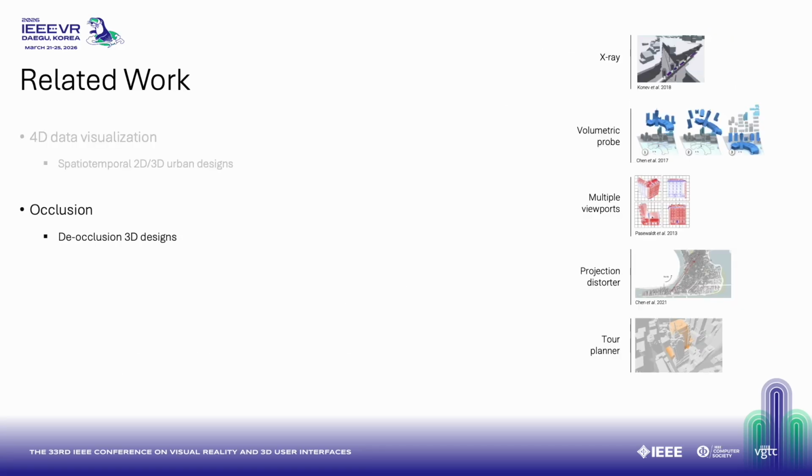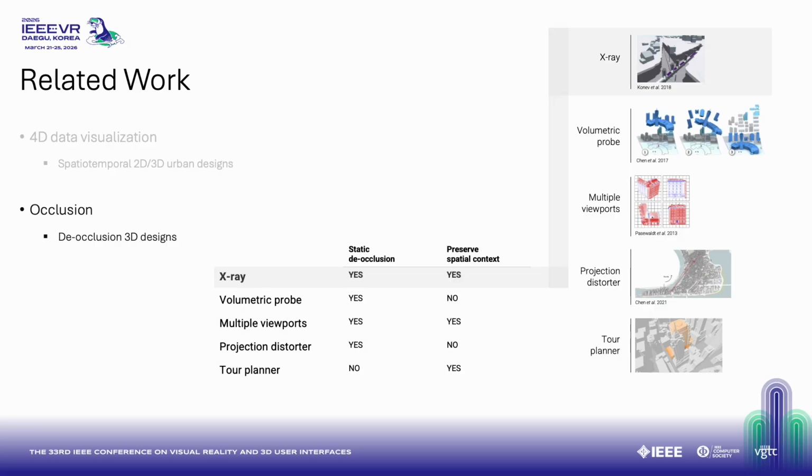To deal with the problem of occlusion, another taxonomy classifies visualizations into 5 de-occlusion designs. In our work, we employ an X-ray design which provides static de-occlusion, in which the target is made fully visible from a given viewpoint, and at the same time, the surrounding spatial context is adequately preserved.